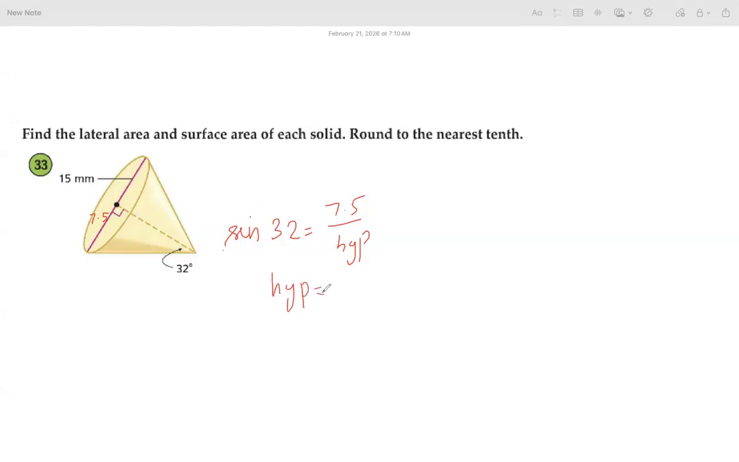Always, with trigonometry problems, please, guys, I always tell the class this. As soon as you see trig, you have to set it in degree mode, and that's a very common mistake people do. It's 7.5 divided by sine 32 after setting it up in degree mode. Go ahead.